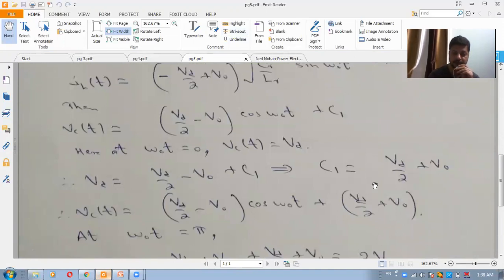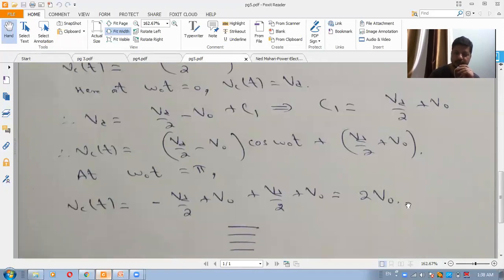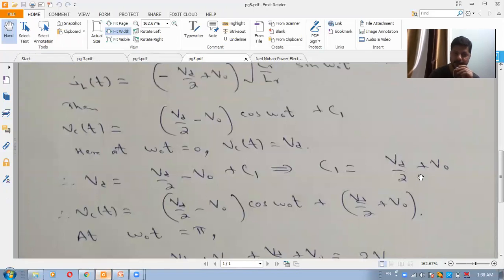Again, you find the constant of integration. Substitute it, so we get the capacitor voltage is Vd by 2 plus V0 plus Vd by 2 minus V0 cos omega 0 t. So again, if we consider omega 0 t is equal to pi, and this t is now starting from T1, then at the end of one half cycle, the capacitor voltage will be 2V0 and the inductor current will be 0.